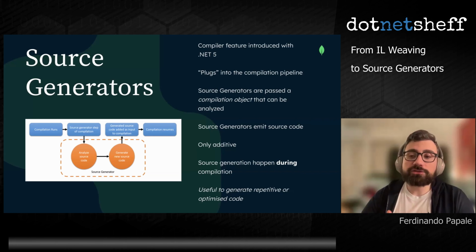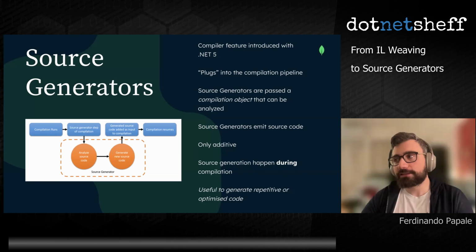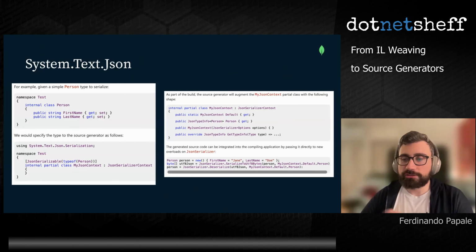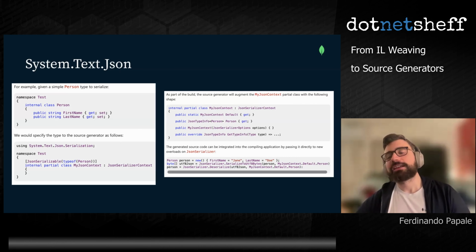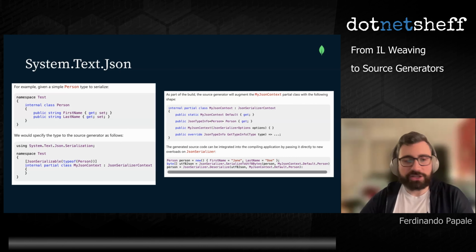Now, why would you want to use a source generator, or why are they useful? Well, they're useful for very similar reasons to the IL weavers, let's say. They're very useful to generate repetitive or optimized code. To give an example of a library that is using a source generator that maybe you're using, there is System.Text.Json. That is a library that you could have guessed is used for serializing and deserializing JSON. In .NET 6, so I think it was 2 years and something ago, they decided to add a source generator to this library.